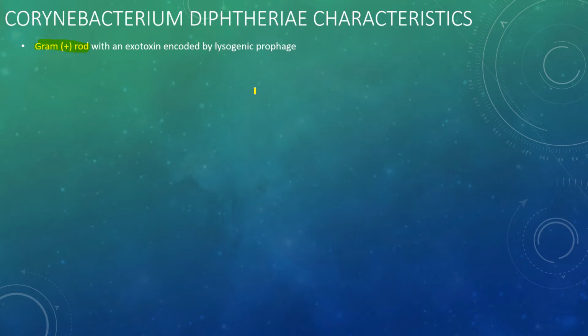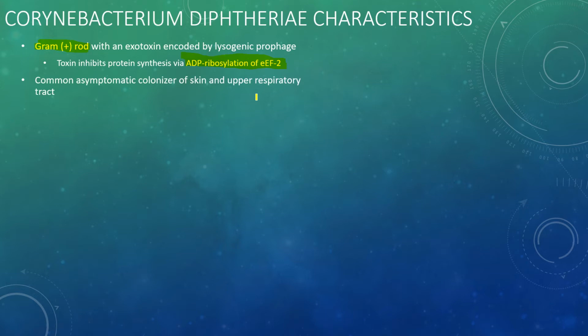What is a lysogenic prophage? So that means that you have a prophage, which is a virus that infects bacteria, incorporates into the DNA of the bacteria, and carries with it some genes from previous bacteria, allowing for it to produce the exotoxin. So toxin inhibits protein synthesis by ADP ribosylation of EEF2. So ADP ribosylation of eukaryotic elongation factor 2. If you inhibit that in eukaryotes, you cannot undergo translation, so that causes lots of cell death.